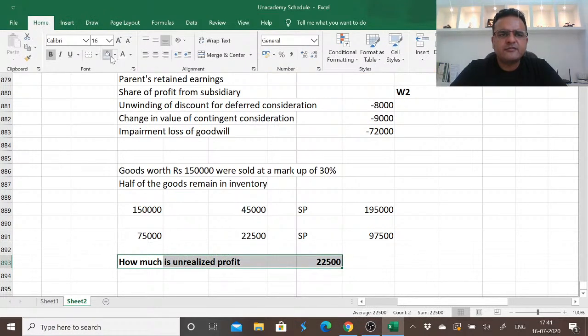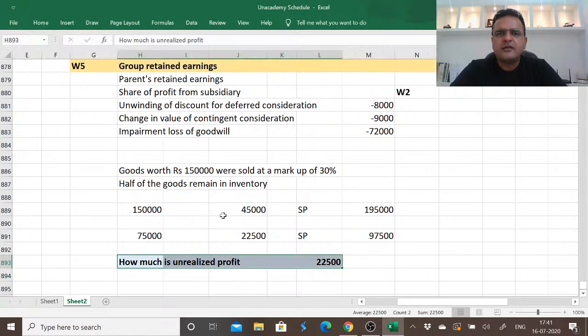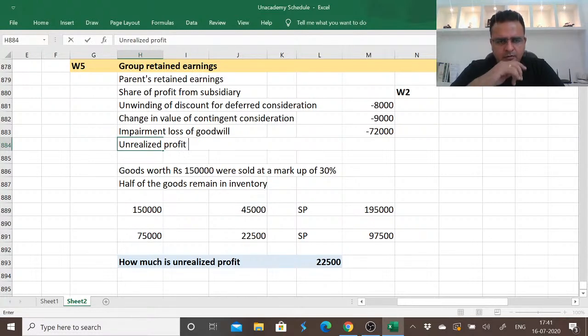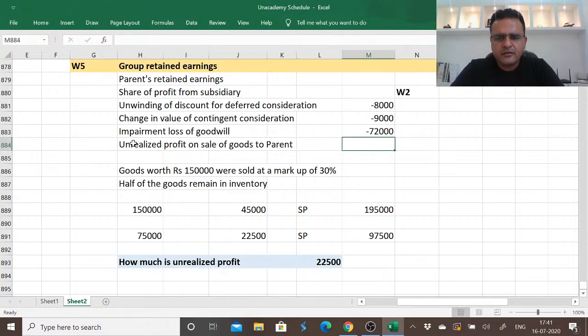How to treat it? If parent sells to subsidiary, how to treat this? Unrealized profit on sale of goods to parent minus 22,500, minus 22,500 when parent sells to subsidiary.